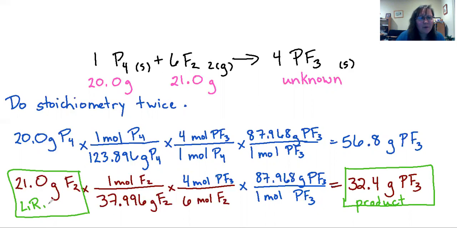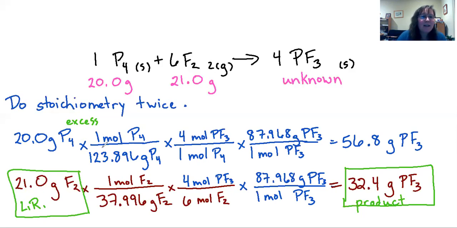And you might say, well, how do I know that? Well, if I have plenty of phosphorus, I can make 32.4 grams with my fluorine. If I have plenty of fluorine, I can make 56.8 grams of my PF3 from 20 grams of phosphorus. I can't make 56, that's impossible. I only have enough fluorine to make 32.4 grams. So because I only have enough fluorine to make 32.4 grams, that's the most I can make. Okay, and then you could come over here and you can say that the P4 is what's in excess.